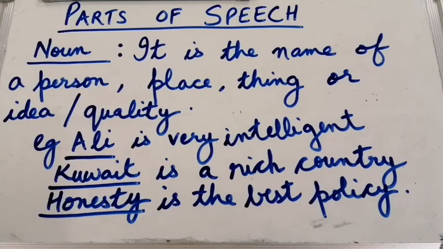Okay. Now, what is a noun? It is the name of a person, place, thing, or idea, or quality. Example, Ali is very intelligent. Kuwait is a rich country. Honesty is the best policy. The words Ali, Kuwait, honesty are nouns. There are further types of nouns that you will study in higher classes. Now you have to write down this in your copies.